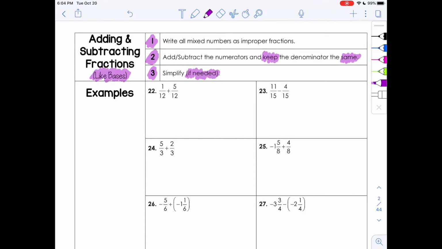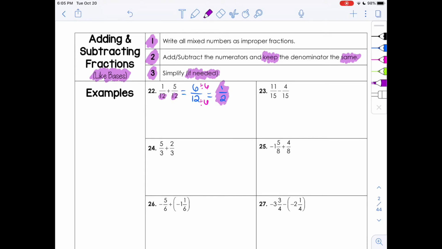So let's take a look at a couple of examples. Number 22. We're going to be adding 1/12 plus 5/12. Our denominators are the same. They're both 12. So we can simply add our numerators. 1 plus 5 is 6. And our denominator of 12 stays the same. Then we need to simplify it if needed. 6 over 12 does simplify because 6 will divide evenly into both our numerator and denominator. 6 divided by 6 is 1, and 12 divided by 6 is 2. So 1/12 plus 5/12 equals 1/2.